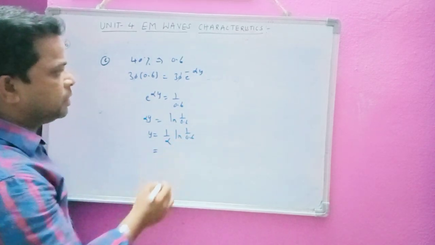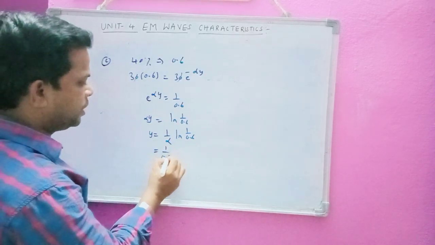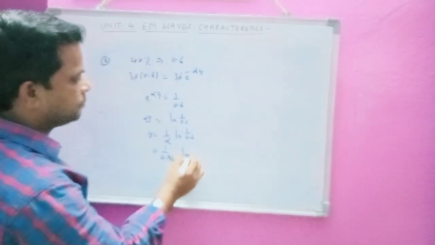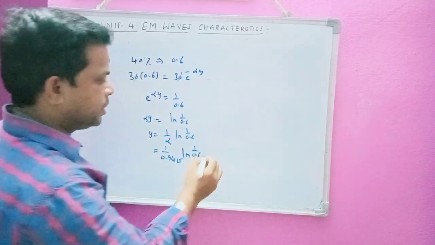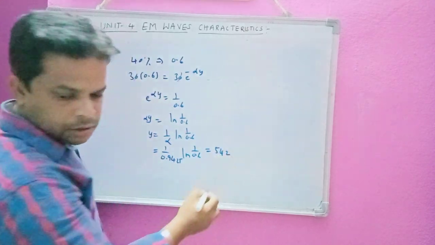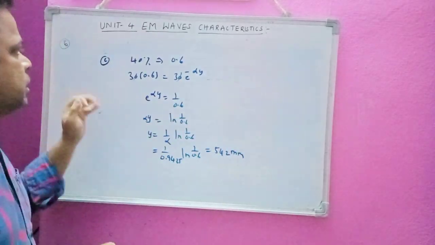Alpha value we have got as 0.9425, so y is 1 by 0.9425 ln 1 by 0.6. It will turn out to be 542 millimeters. You can check this by using your calculators. That was the C question.